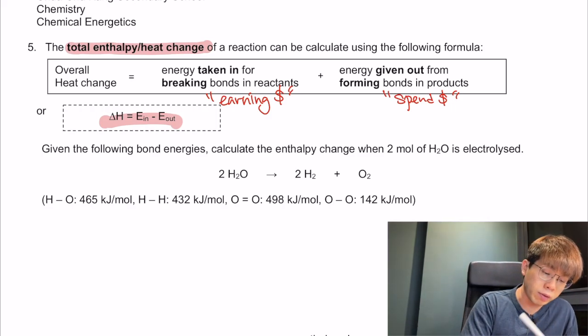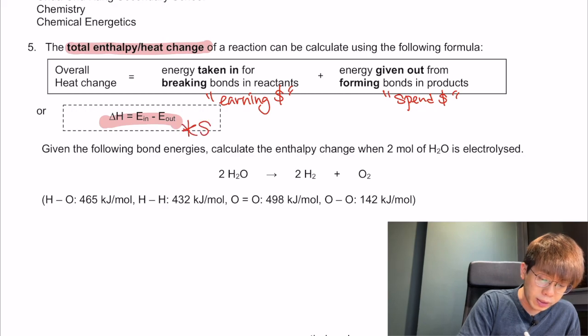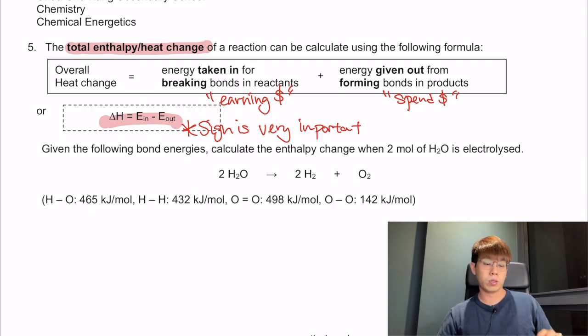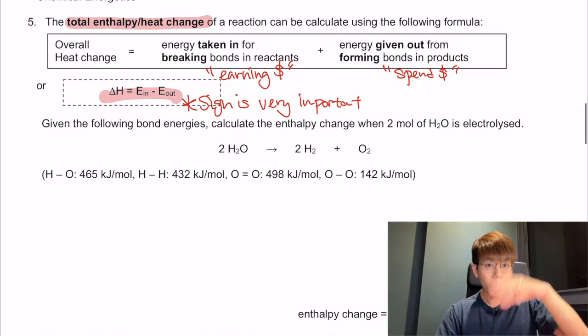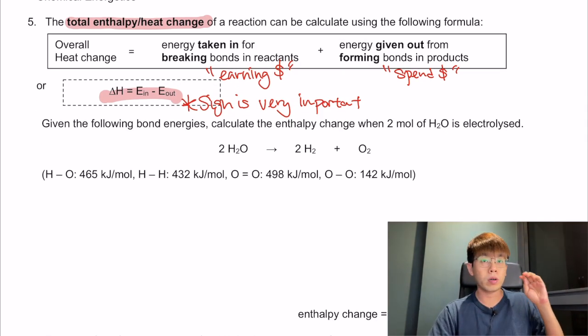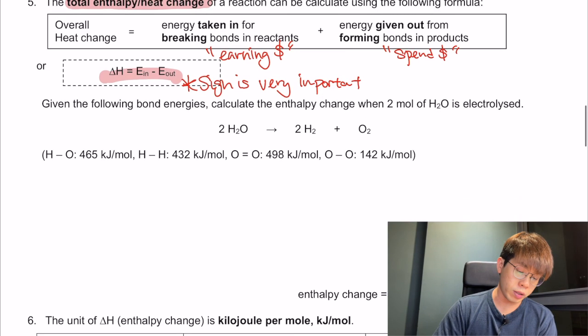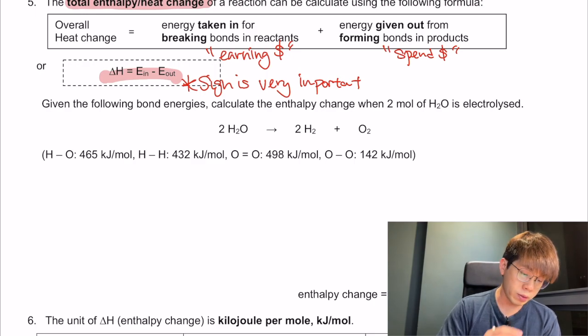And one thing that we need to take note of here is that the sign is very important. The final sign is very important because the final sign will actually determine whether it's going to be an overall exothermic or overall endothermic reaction. So let's try something with this question. So we did something very similar.